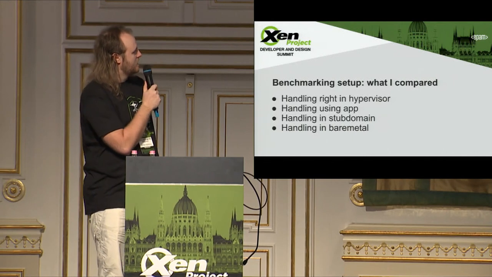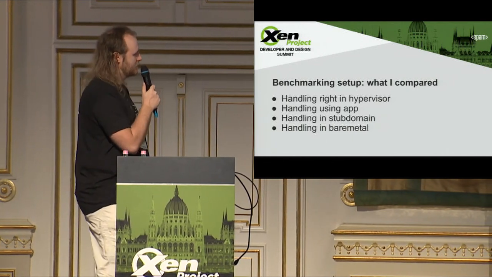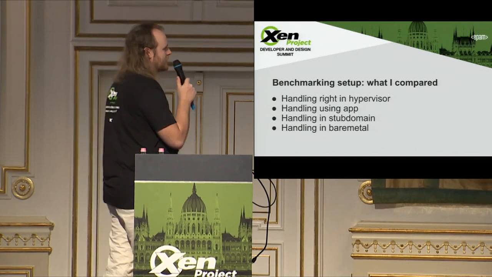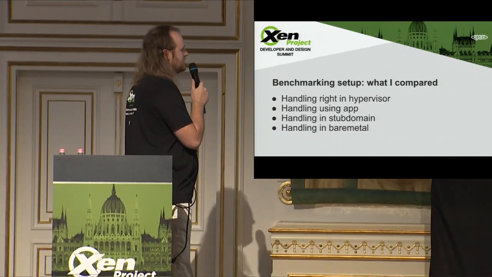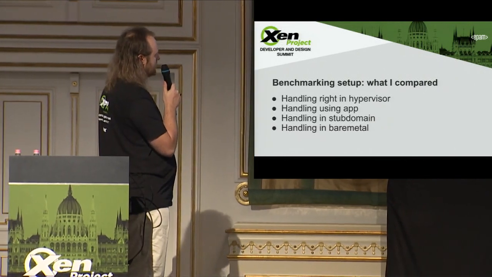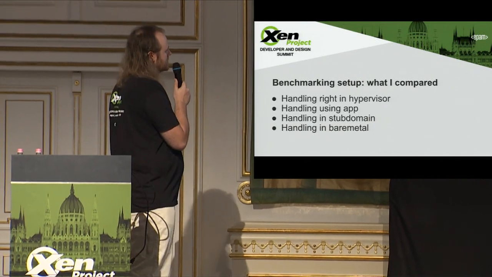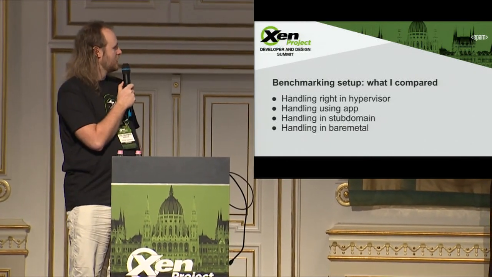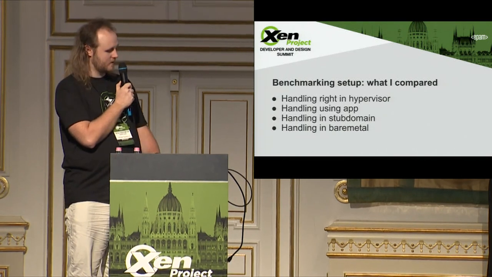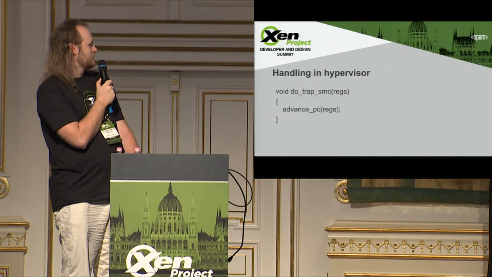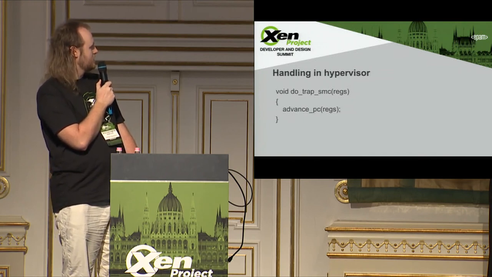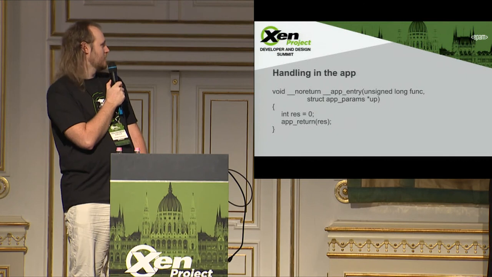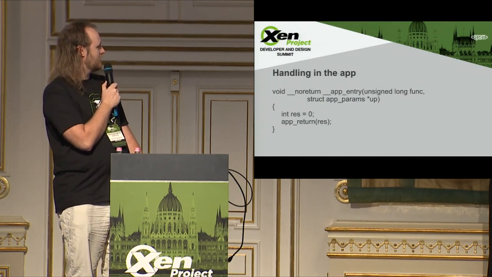I put this handler in different places, so then I can compare performance. I handled this instruction right in the hypervisor trap handler. Then I used the application to handle this. Also, I created a subdomain that handles this instruction. And also, I compared it with a bare metal platform without the hypervisor at all. So in the hypervisor it was handled very easily. I just advanced the PC and that's all. The application is also very simple. I just return back to the hypervisor.